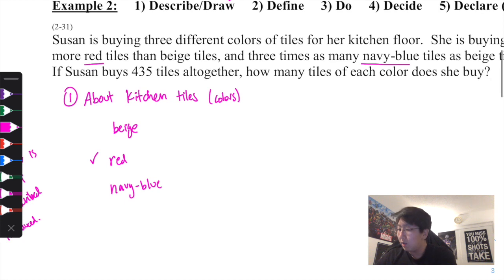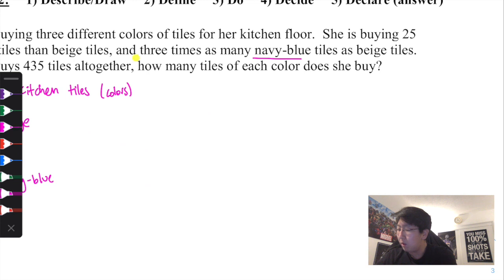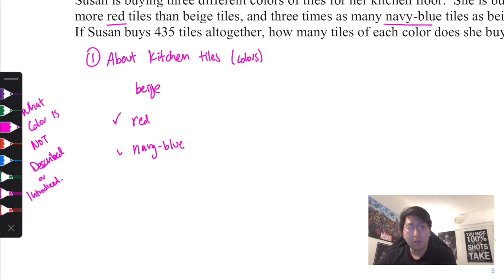Next sentence. And 3 times as many navy blue tiles as beige tiles. So here what's being described? Navy blue is being described. There's going to be 3 times as many navy blue as there are beige tiles. So here, there's a character that's not described. It's beige and they're referring to it.